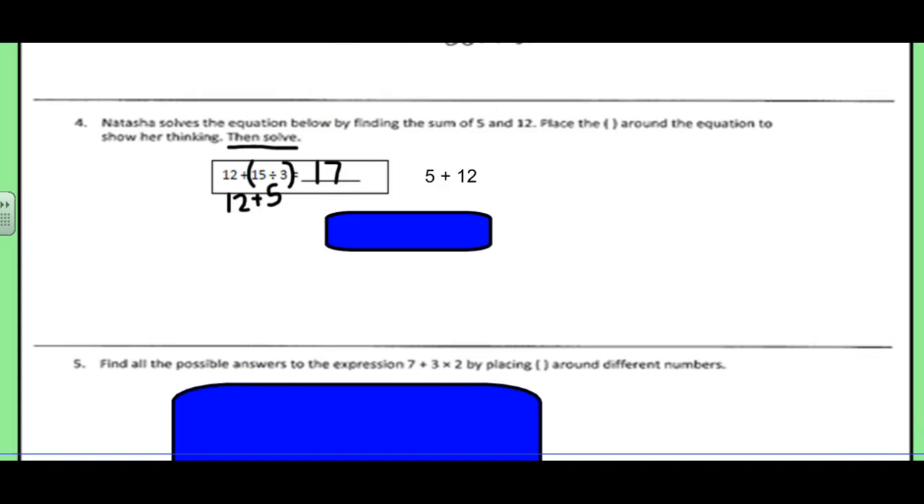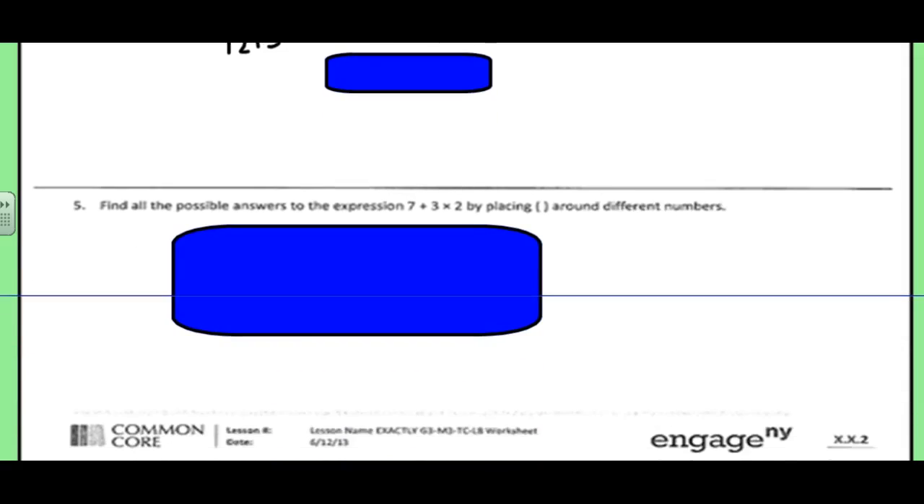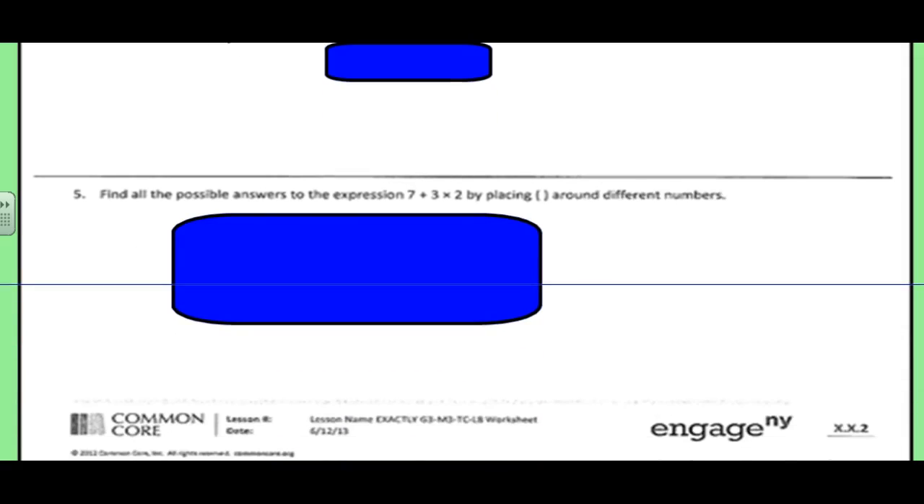Okay, we're going to move on to number 5. It says find all the possible answers to the expression 7 plus 3 times 2 by placing parentheses around different numbers. So all you need to do right now is write 7 plus 3 times 2, put parentheses both ways you could put it in that equation, and solve both ways. I want you to push pause to do that.